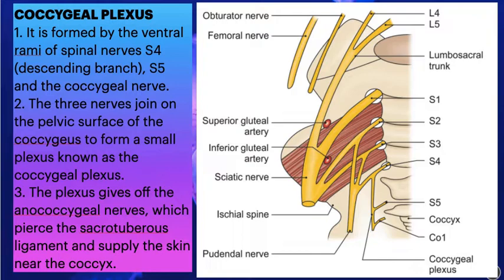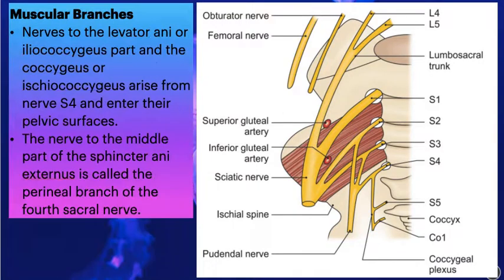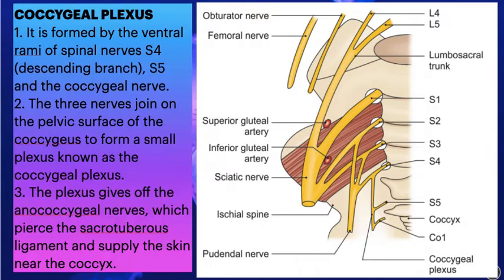Okay. So coming to the coccygeal plexus, it is formed by the ventral division of spinal nerve S4, the descending branch of S5, and the coccygeal nerve. Okay, this is the coccygeal plexus. You can see S4, S5, and coccygeal first nerve. These three nerves join on the pelvic surface of the coccyx to form a small plexus called the coccygeal plexus, giving off branches to the anococcygeal nerve, which pierces the sacrotuberous ligament supplying the skin near the coccyx.